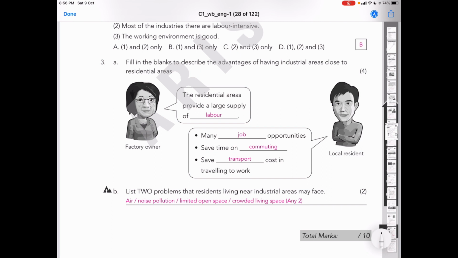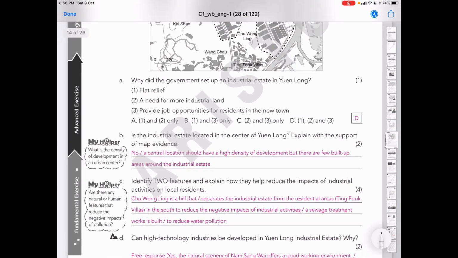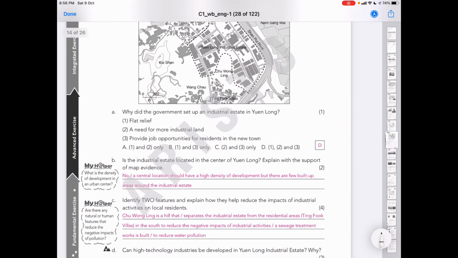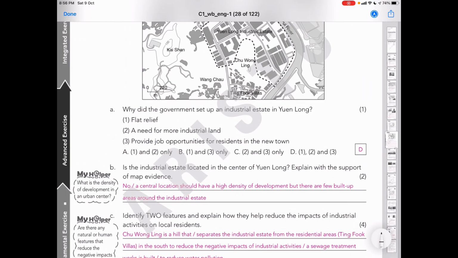So how about the residents may face in that area? Air pollution, noise pollution, limited open space, and also crowded living space. I think I've told you this already. And the last part, which is the Guangzhou industrial estate or Yunnan industrial estate, whatever, okay. The answer should be D, sorry, okay.